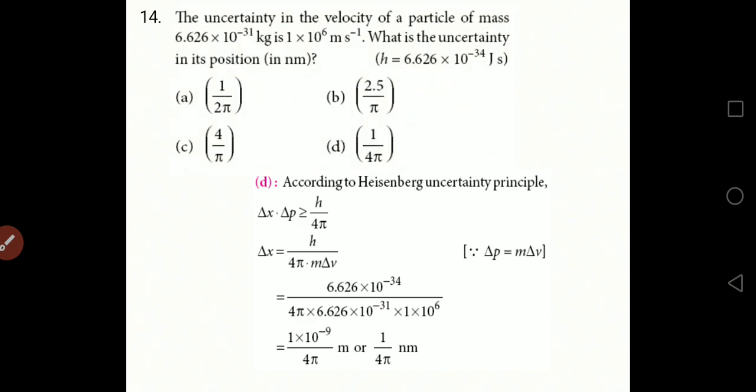14th, how to tackle this type of question? You can see they are asking about the uncertainty of its position. So use this formula: delta x into delta p is more than or equal to h by 4 pi. Then you can say delta p is equal to m delta v, if you substitute. Later, if you simplify that, you are going to get 1 by 4 pi nanometer. So the answer is D.